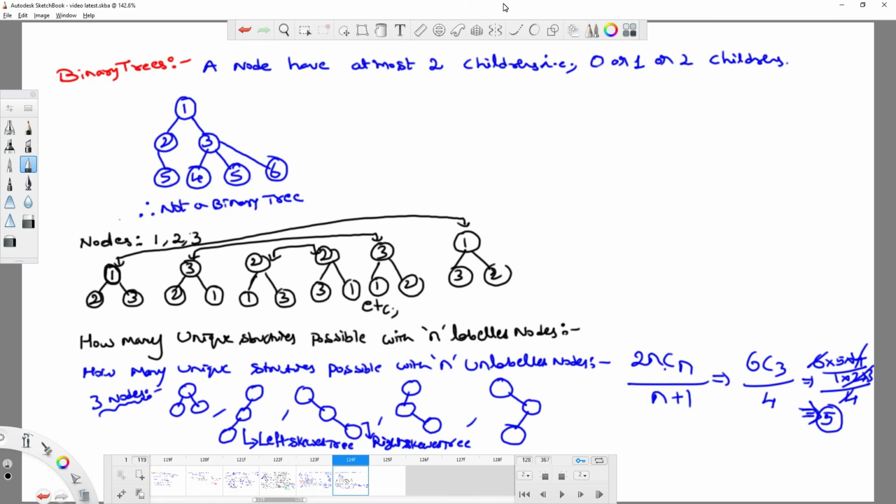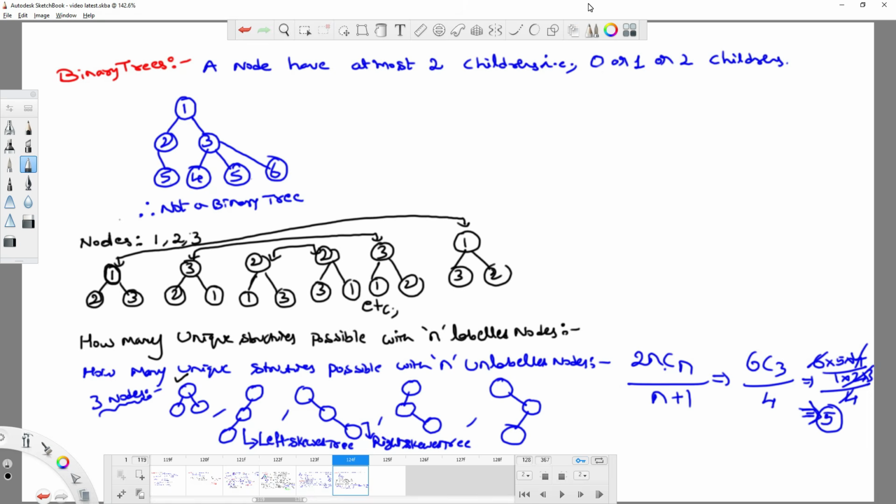6. Similarly, if it is a triangle structure, how many general unique structures are possible? 5. This one bottom you can check. In general, if it is unlabeled, total 5 unique structures are possible. If it is a label for one structure like triangle shape, how many structures you are getting? 6. For 5 unique structures, 30 you are going to get.